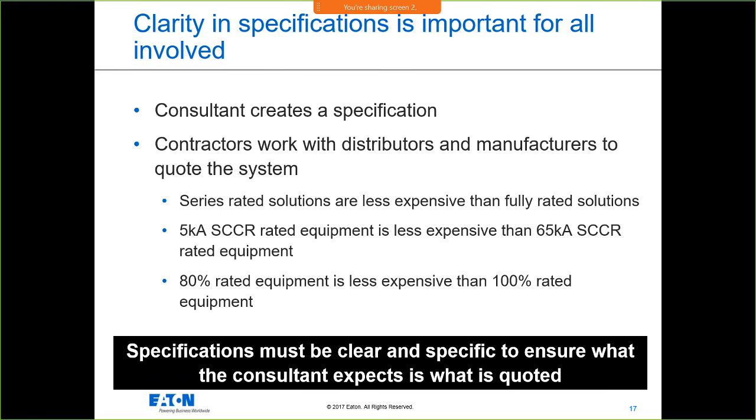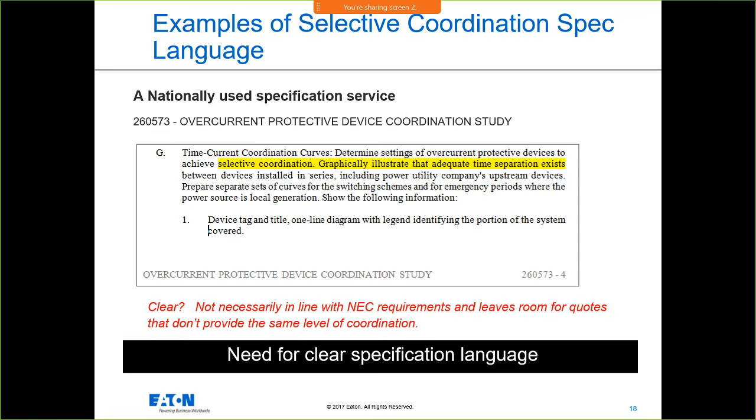If you say series, I've seen specifications that say I need a selectively coordinated system and everything needs to be series rated. They don't go together. Okay. And be mindful of that. Here are some examples of specifications that I've seen. Selective coordination. Graphically illustrate the adequate time separation exists. There's no mention here of what the fault currents are. This is not as clear as it could be.